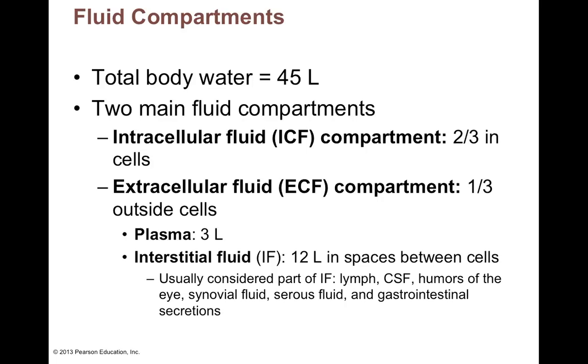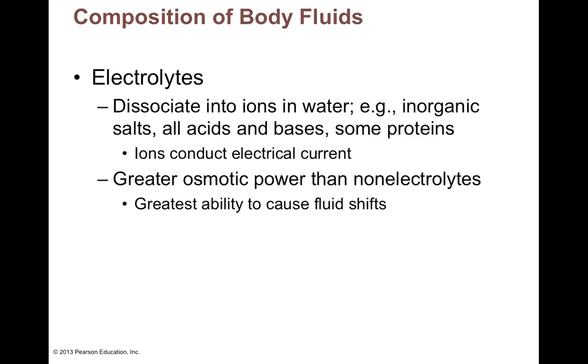So outside of cells. When we talk about the composition of fluid in our body, we know that it's really rich in a lot of electrolytes, right? So electrolytes are going to be ions that can dissociate within water, and they can be things like inorganic salts or acids and bases and proteins. But basically, these can conduct electrical current. That's why they're called electrolytes, because they have a charge to them, and electrons can kind of bounce from one ion to the next. Now, it turns out that electrolytes have a greater osmotic force than non-electrolytes. So if we're talking about water balance in the body, we have to talk about electrolyte balance too, because if we know what's going on with the electrolytes, then we'll know what's going on with water.